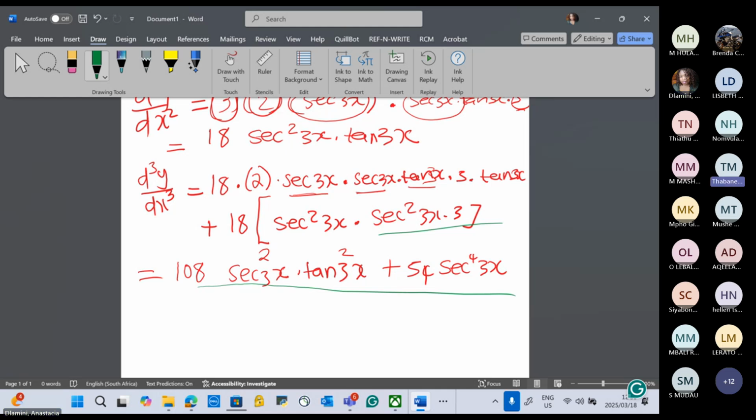Can't you also use identities here, going further? Like that sec squared 3x, and make it 1 plus tan squared 3x.